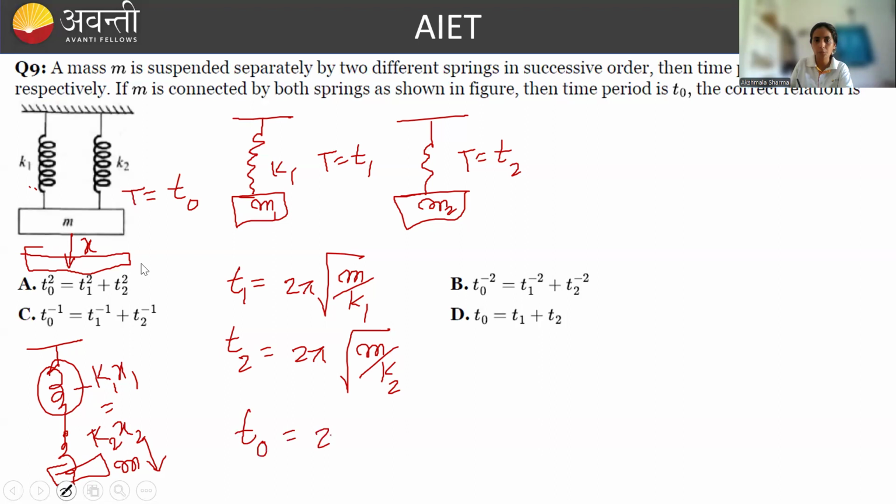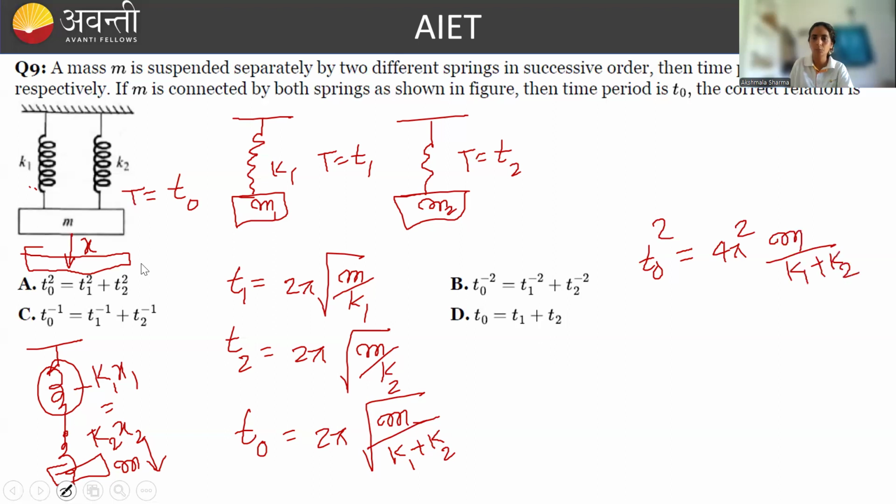So यहाँ पे अगर आप add करोगे तो T0 का वैल्यू क्या लिखोगे? 2 pi root under M by K equivalent. So K1 and K2 are in parallel, and when springs are in parallel, we add them directly. So यहाँ पे ये K1 plus K2 हो जाएगा. अब मुझे क्या निकालना है? रिलेशन निकालना है. So एक काम करो, T1 का स्क्वायर कर दो, T2 का स्क्वायर कर दो, और T0 का भी स्क्वायर कर दो. सो अगर तुम यहाँ पे T0 का स्क्वायर करते हो तो क्या मिलेगा? 4 पाई का स्क्वायर M बाई K1 प्लस K2. ठीक है.